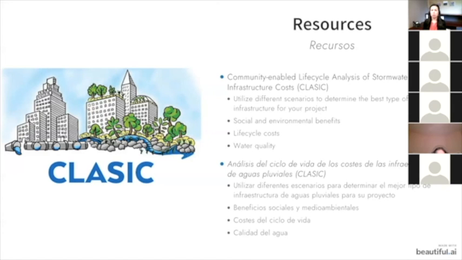And this tool really enables you to utilize different scenarios. It's a GIS tool, and to really evaluate what is the best type of stormwater control feature for your space, taking into account the life cycle costs and water quality as well. And so this tool you can find through our website.